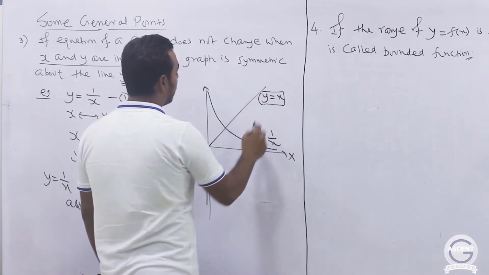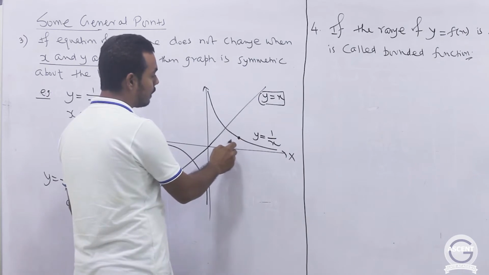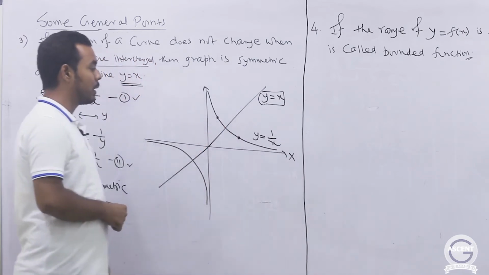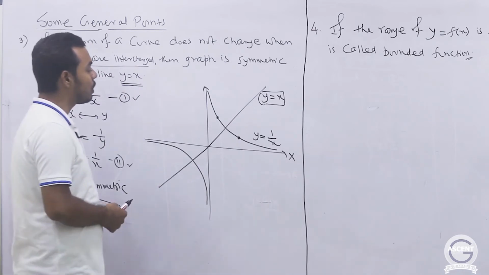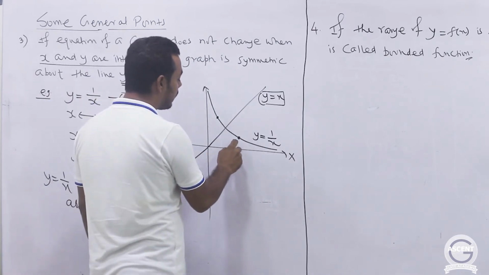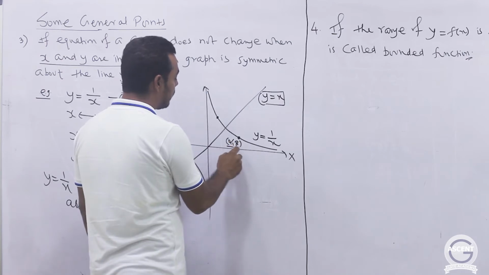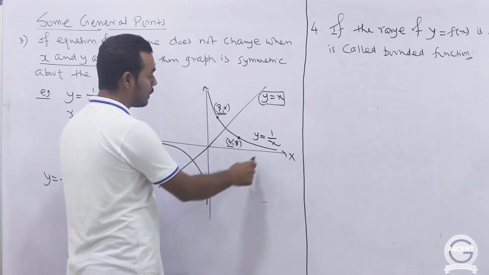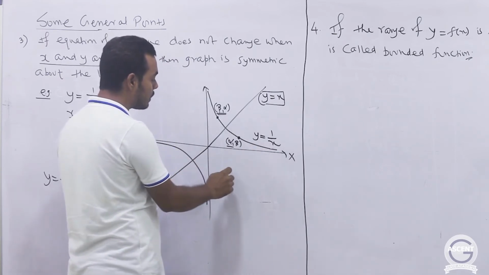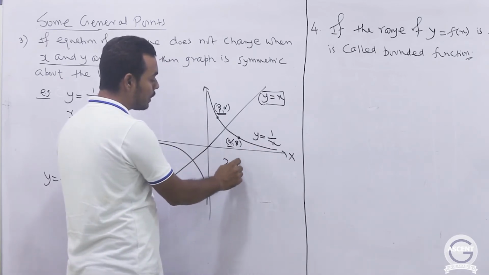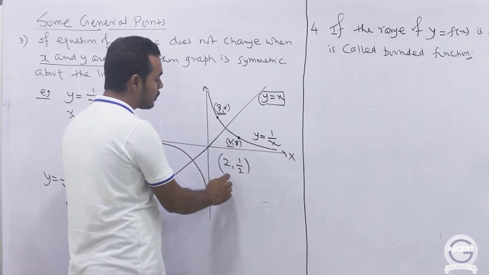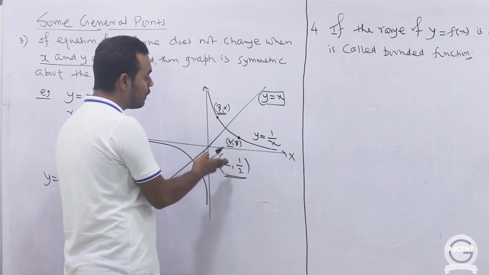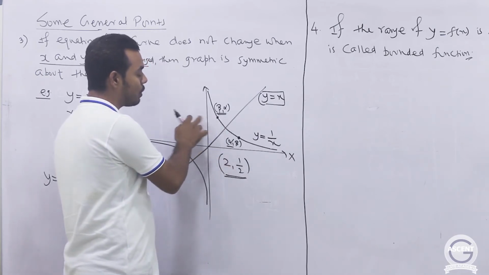Okay, if you take the image of any point on this graph in this line y equals x, then the image must lie on the graph itself. And this thing is obvious, because if (alpha, beta) is lying on this curve, then (beta, alpha) also has to lie on this curve only. Suppose if I place x equals 2 here, then what is the value that I am going to get? 1 by 2. So if this point (2, 1 by 2) is on the graph, then its image (1 by 2, 2) is also on the graph.